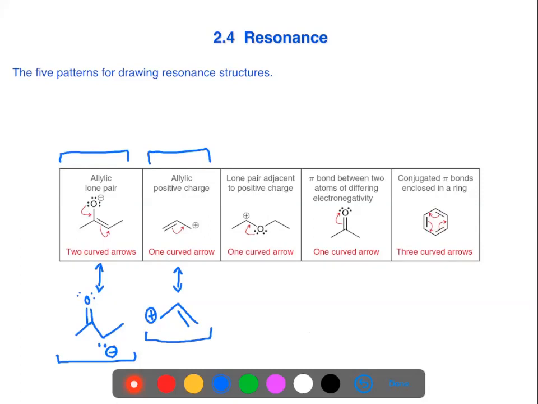So a third example of a pattern for drawing resonance structures is when a lone pair is adjacent to a positive charge. So in this example, we have a carbocation center and a neighboring element, oxygen, which contains 2 lone pairs. So we can redraw this particular resonance structure as another hybrid to represent this entity in the following way.